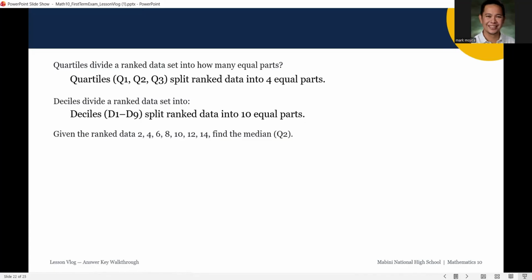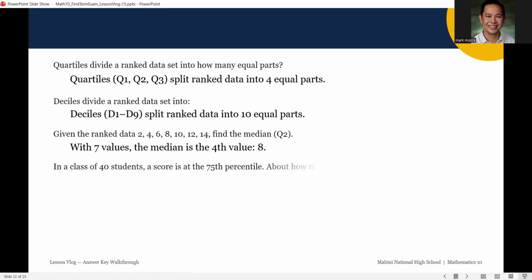Bakit? Kasi you don't need to solve this one. Kasi ang sinasabi dito, given the rank data 2, 4, 6, 8, 10, 12, 14, find the median. Pag sinabi natin median, ito yung gitna ng data na meron tayo. So simply count, again, if you have two fingers here, you point your finger on the left side and on the right side and sabay mong igalaw yan. So kung igagalaw natin, lumalabas na ang ating middle is 8. Okay? With 7 values, the median is the fourth value.